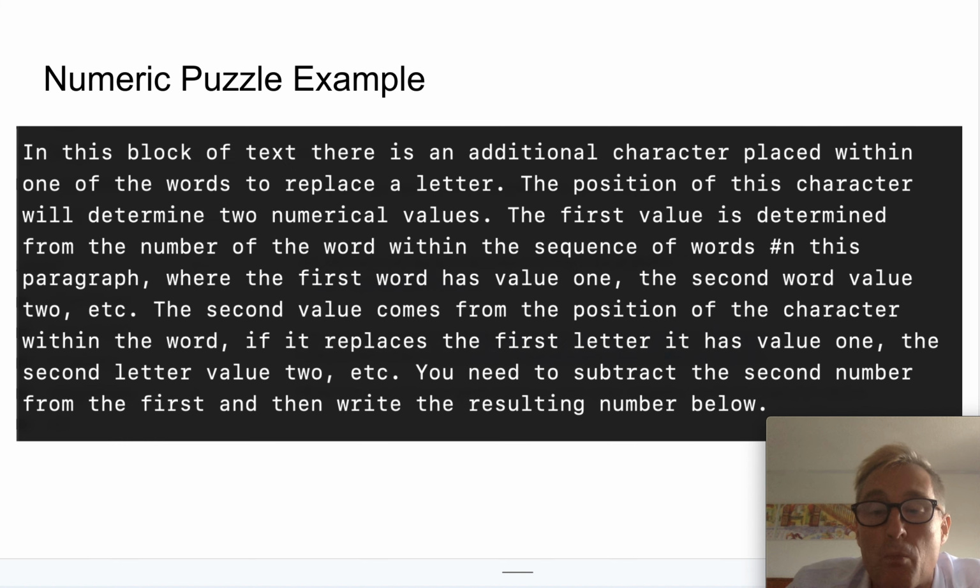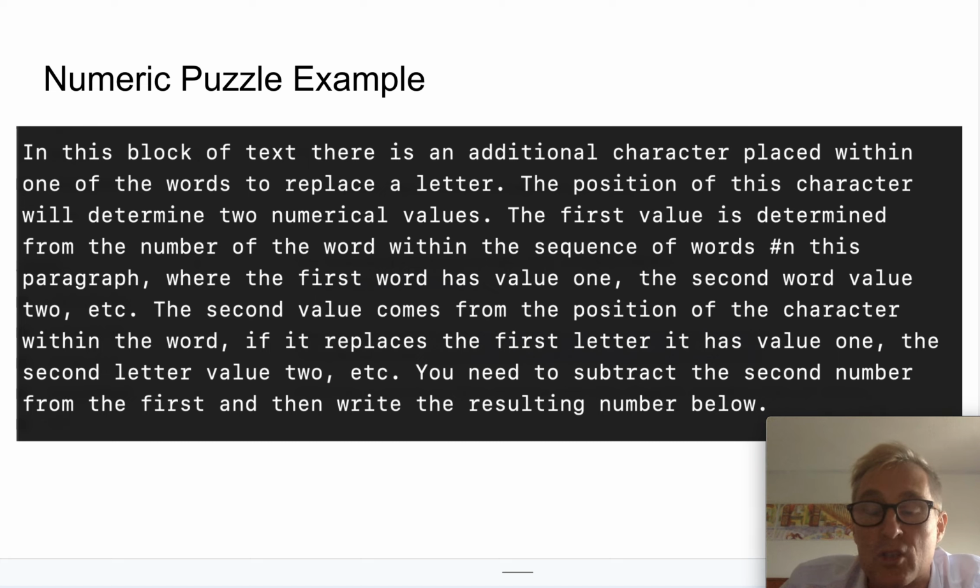The numeric ones are provided as a block of text that describes some kind of numeric puzzle that must be solved. But these ones are self-referential. One or more characters of the text are replaced by an arbitrary ASCII character. You have to identify which character has been replaced, identify the identity of the character that's been replaced, and then perform a mathematical operation that shows your awareness of the structure of the text around that replaced character.